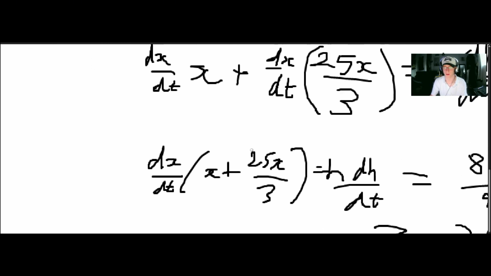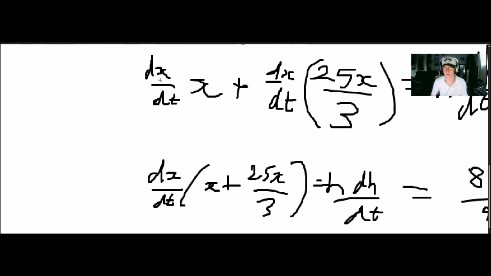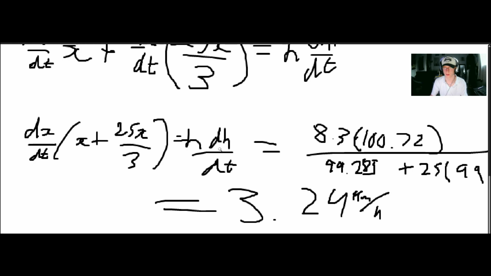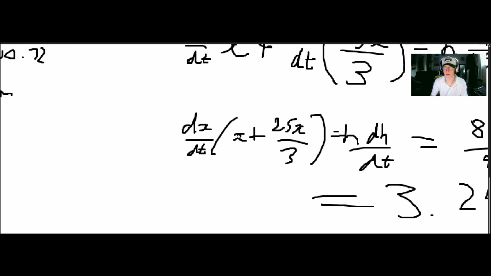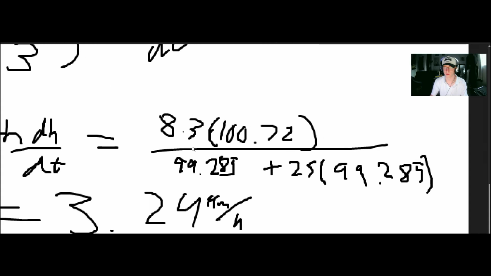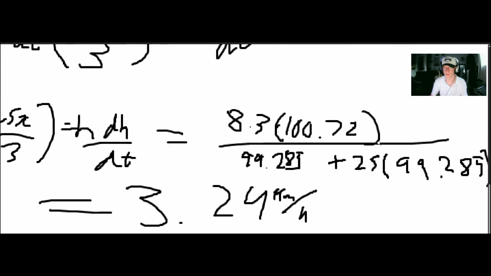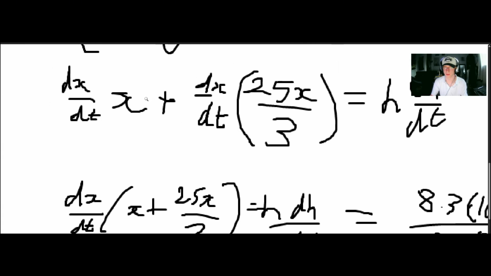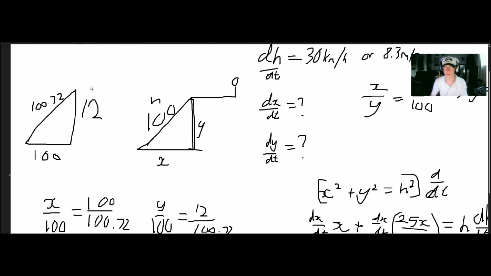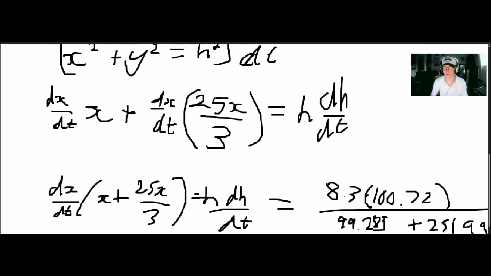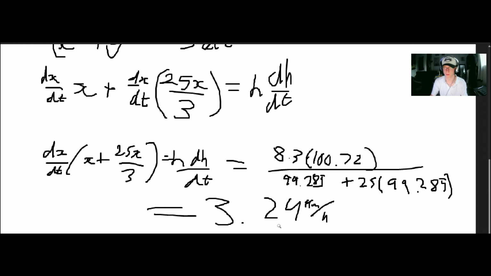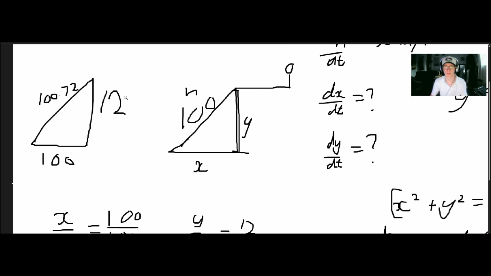So now here you can see that I factored out dx over dt to give us dx over dt times (x plus 25x over 3) equals h times dh over dt, and then we can divide x plus 25x over 3 from each side to isolate dx over dt, which gives us this, and I can plug all the numbers in that are used from this triangle over here, which gives us a final answer of 3.24 kilometers per hour, which is the rate of change of the car when it reaches the top of the hill.